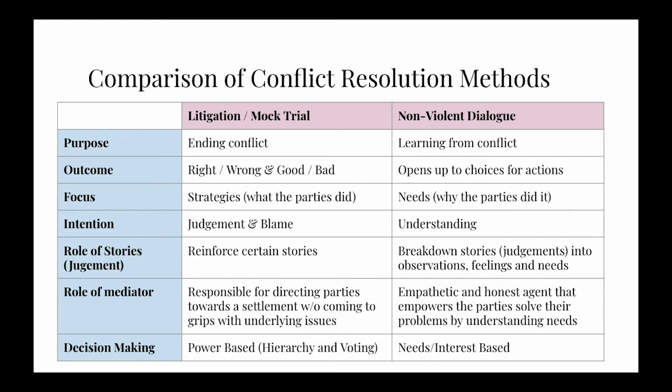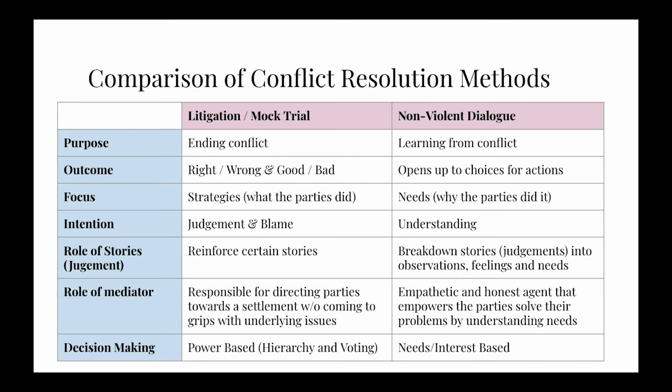Therefore, the protagonists of the conflict develop the capacity to come up with solutions as to how to move forward rather than allowing a third party to do this for them. Decisions for how to move forward are needs or interest based rather than power based, so they consider how they might meet all needs in coming up with solutions. This way, growth and learning come with participating in a nonviolent dialogue.